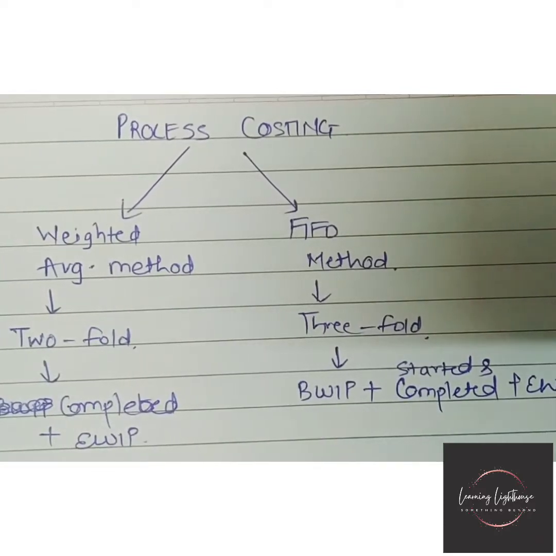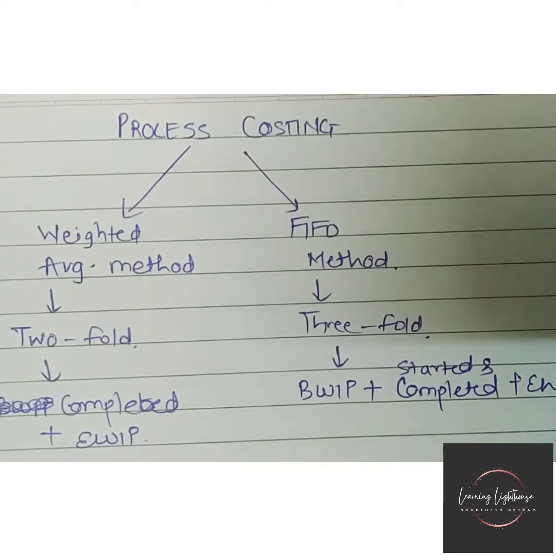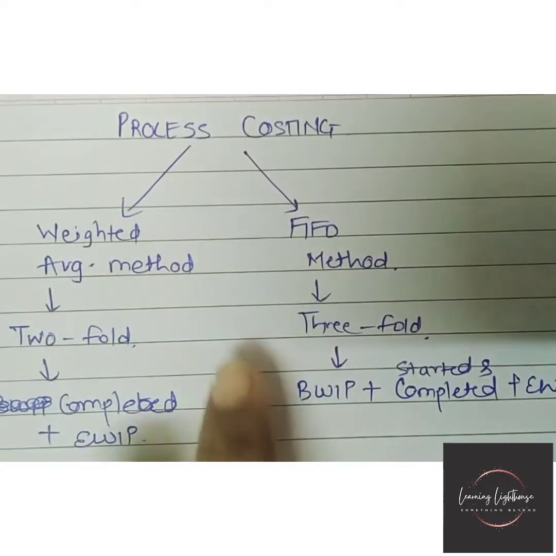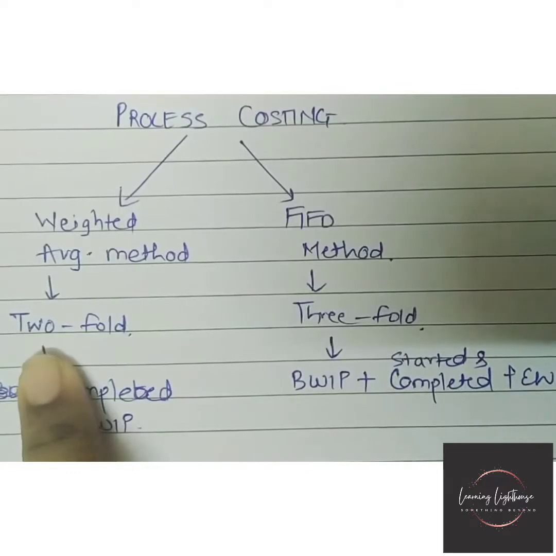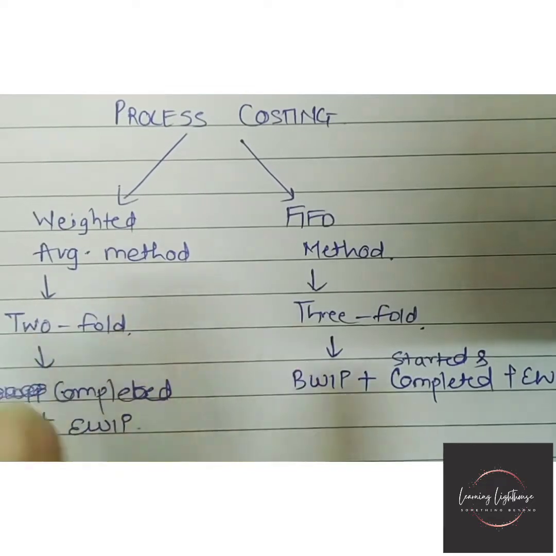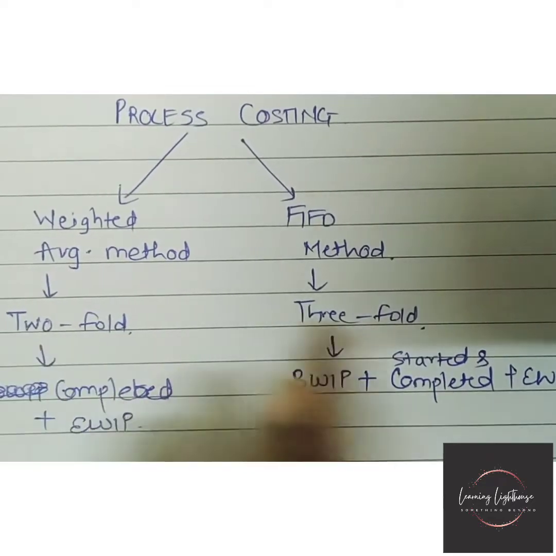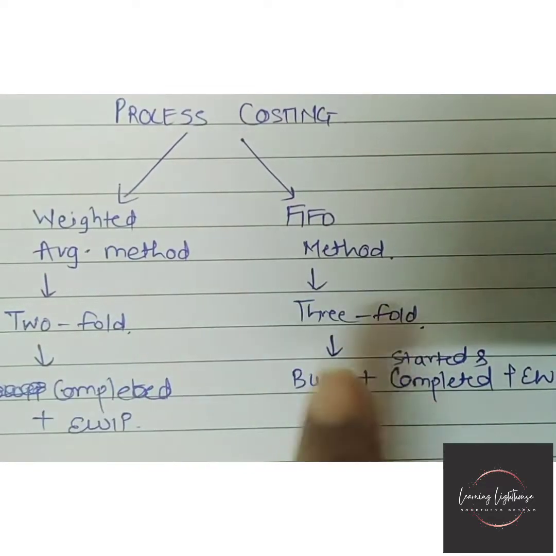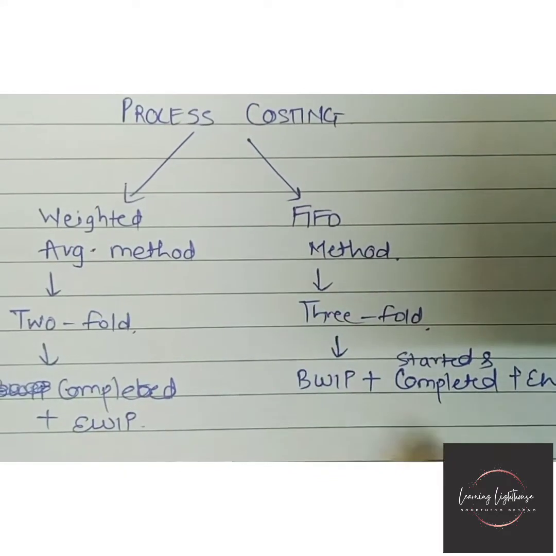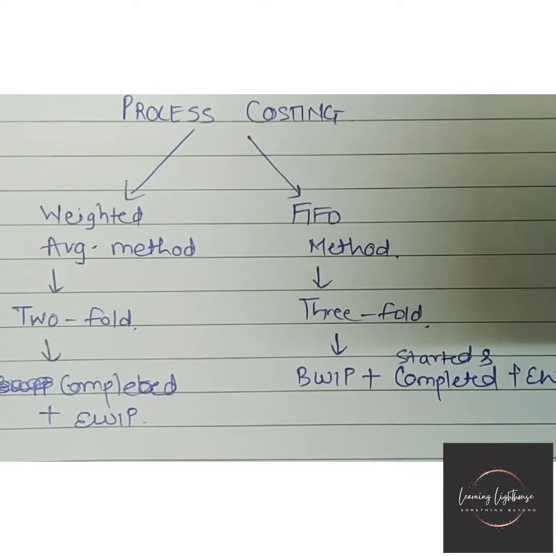Everyone. We are going to start with process costing for today, which is a part of Section D, Part 1. Under process costing, we have two methods. One is the weighted average method, second is the FIFO method. The weighted average method is also known as the twofold method, whereas the FIFO method can be known as the threefold method, because under FIFO we have three steps, whereas under weighted average we have two steps.